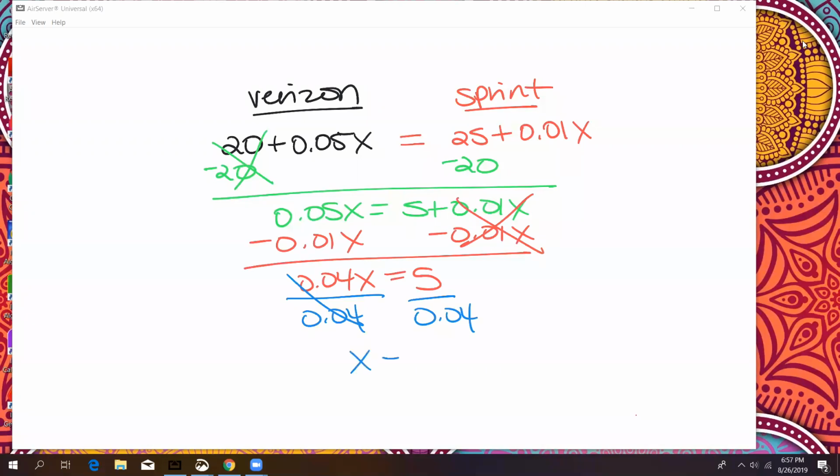Then I will divide both sides by 0.04, and that gets, I think it's 125. Before I tell you the wrong thing, yep, 125. So it'd be after 125 texts. If you're going to send 125 text messages, they would both be equal to each other.